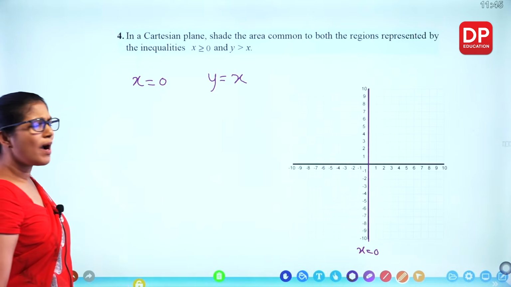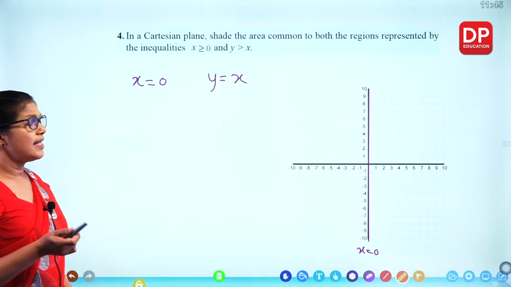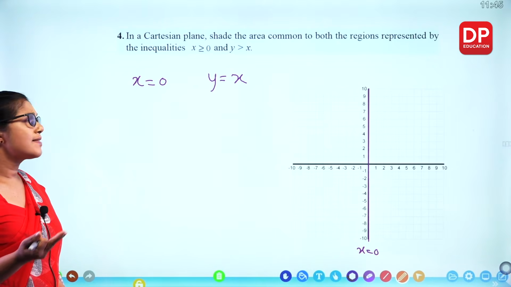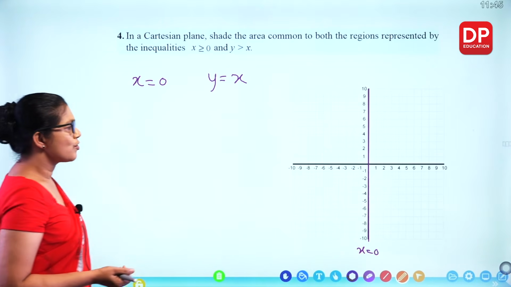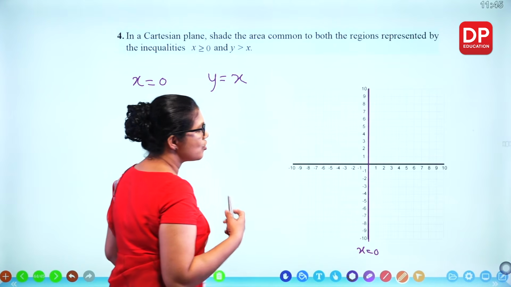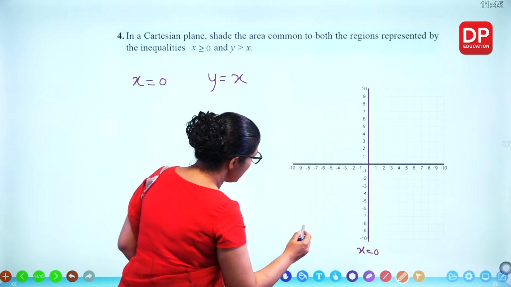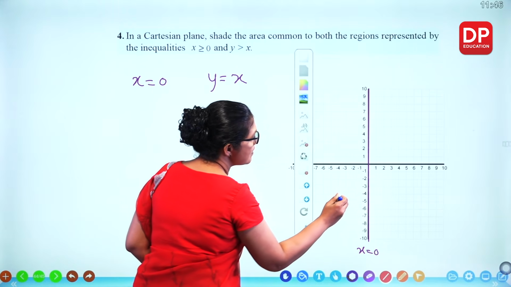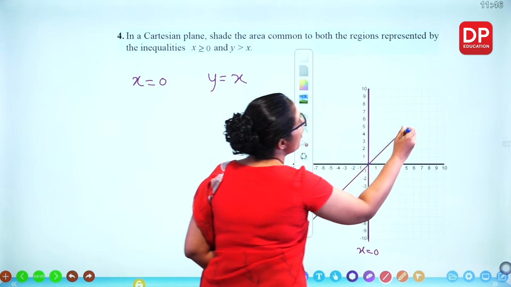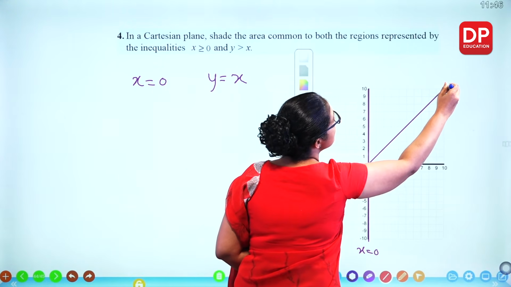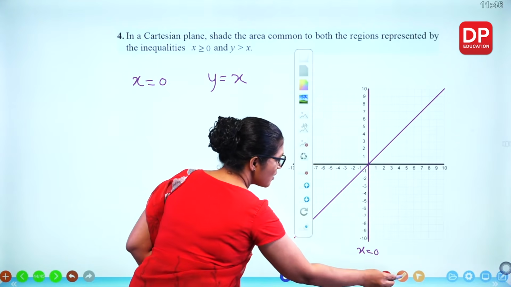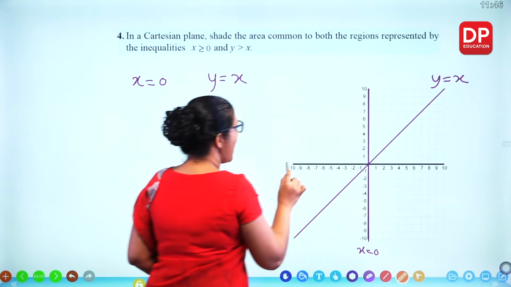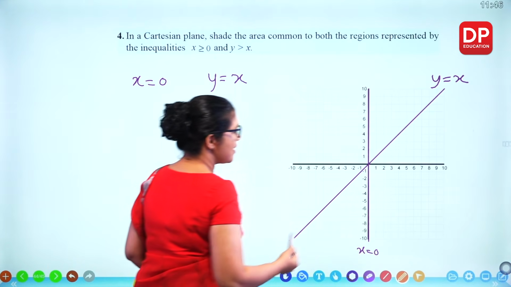How can we draw y equals x line? We know we did before. Y equals x means all coordinates of x's are equal to y values. So here 1, 1, 2, 2, 3, 3. I can take any 3 points, minus 10, minus 10, 0, 0 or 10, 10. So this is the y equals x line. So here I can write this one is y equals x line and this is the x equals 0 line.